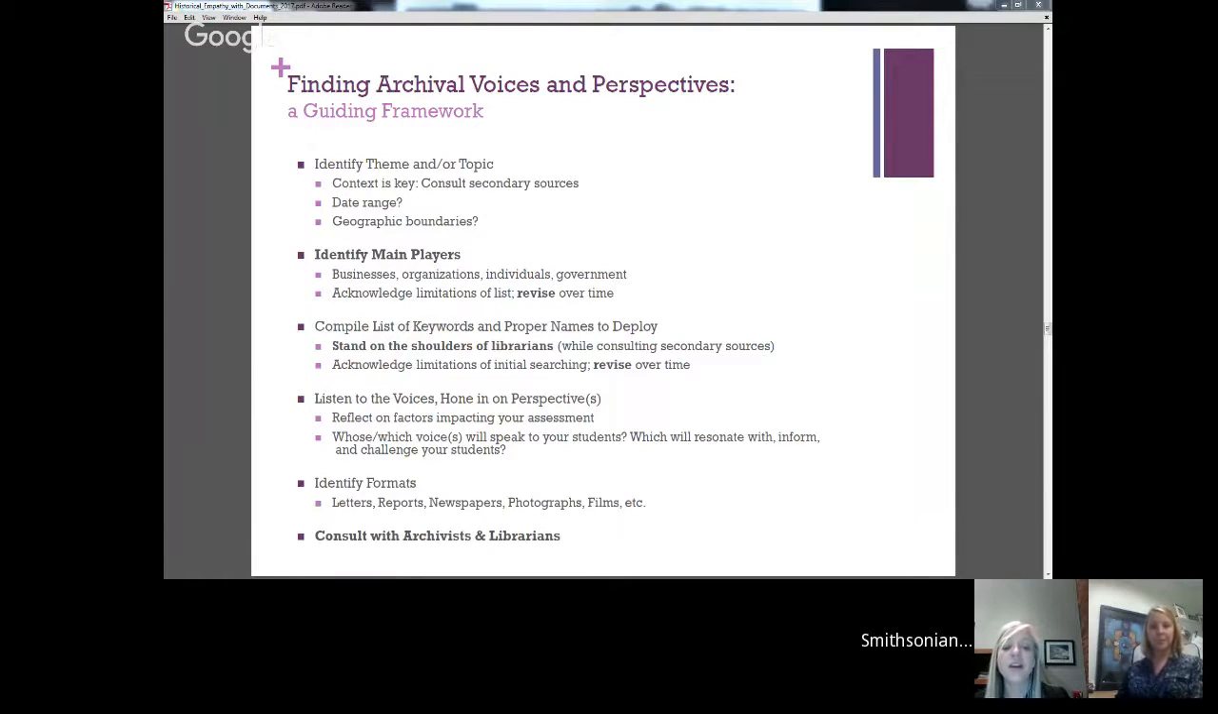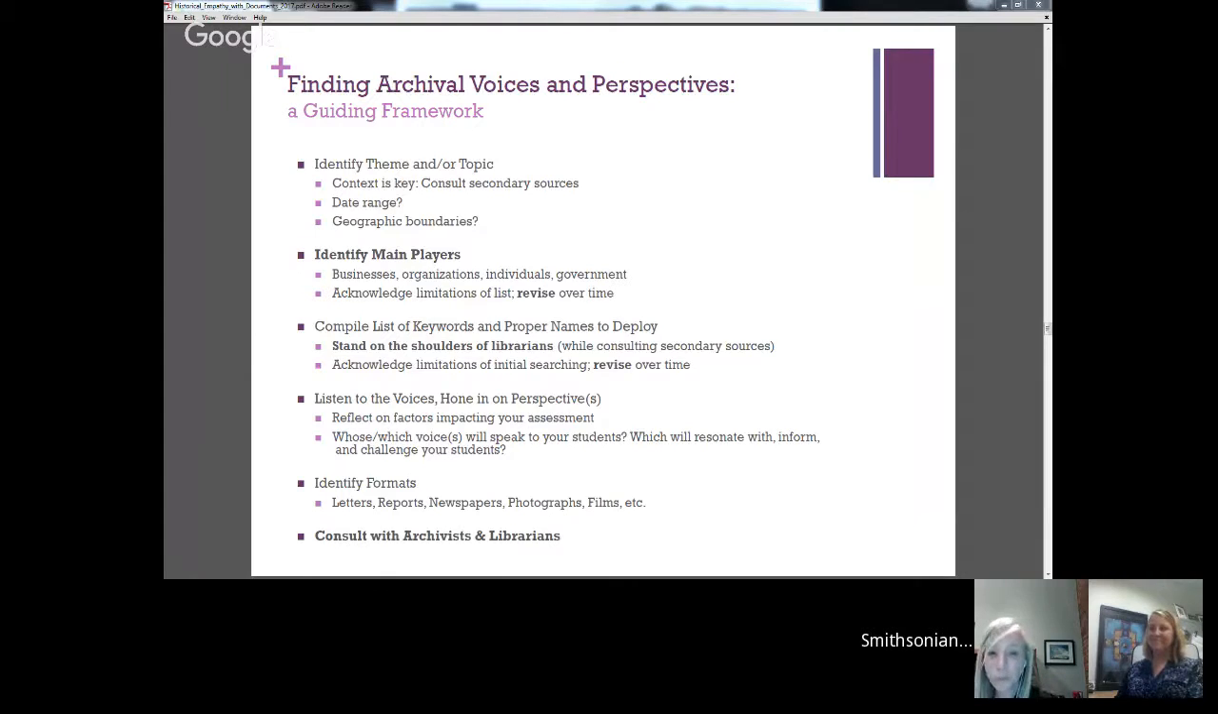And then, as you're identifying these main players, it naturally feeds into compiling a thoughtful list of keywords and proper names to deploy. And so for this, we're going to take a glimpse at a catalog record that I just grabbed quickly from WorldCat. And the first bullet point that I've placed in bold there is really to stand on the shoulders of librarians.